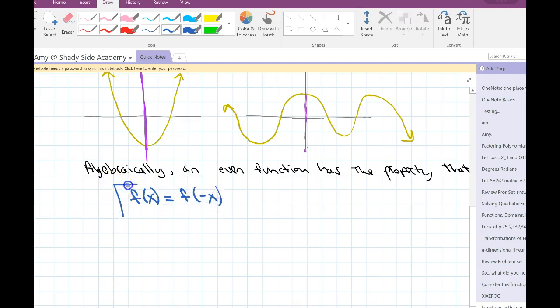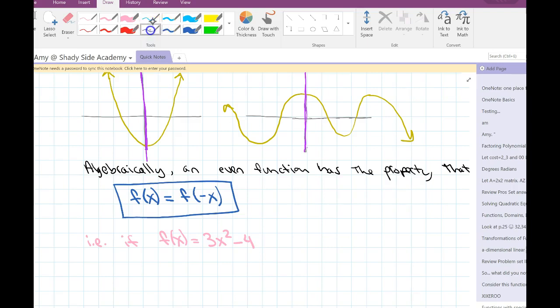Now, we're going to write this down, but I want you to make sure you really understand what this is saying. This is saying that the y value when I input an x value will be the same as the y value when I plug in the opposite of that x value. So, for example, let's say that first graph, that parabola, is f of x equals 3x squared minus 4. It's the parent parabola, vertical scale of 3, shifted down 4. Let's say that's this graph over here. Let's show algebraically that f of x is even.